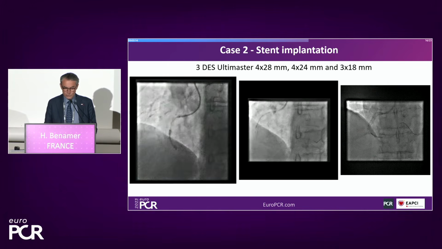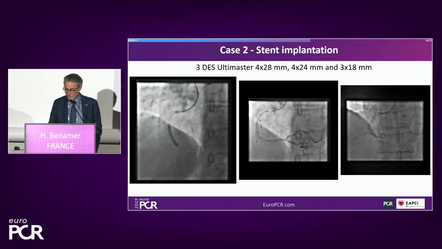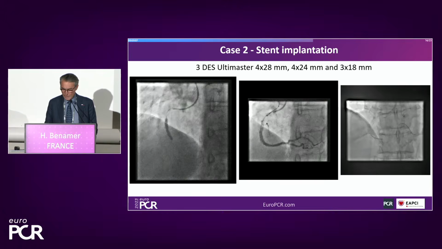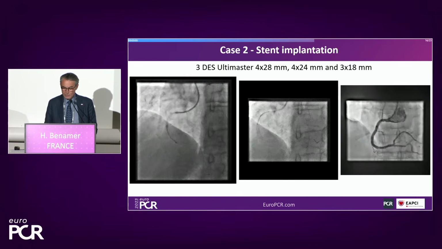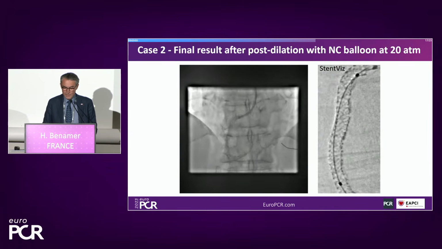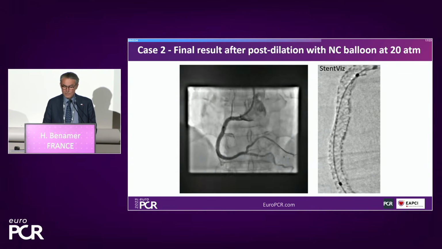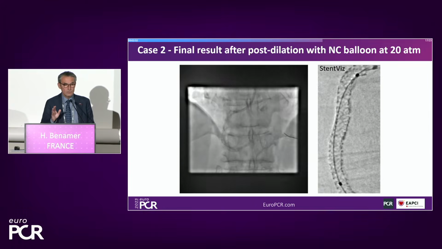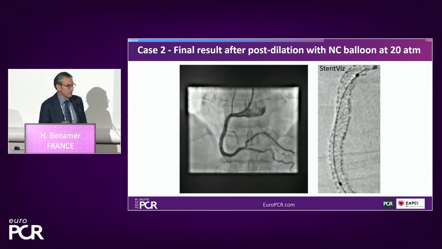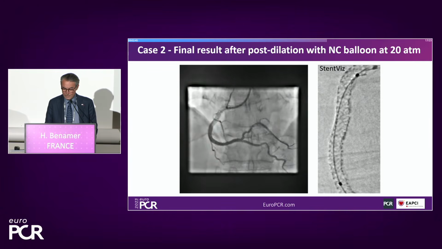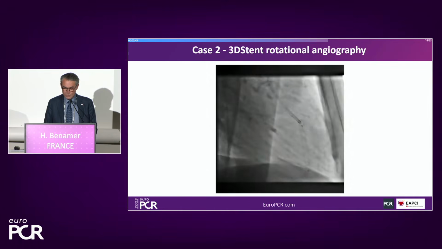And those 3 stents were deployed and impacted with a non-compliant balloon at high atmosphere to be sure to have a good result. And then we had this angiographic result. You can see here the stent vis done. We systematically do a stent vis, stent enhancement, in all our angioplasty because it is very important to see that the stent is well open.